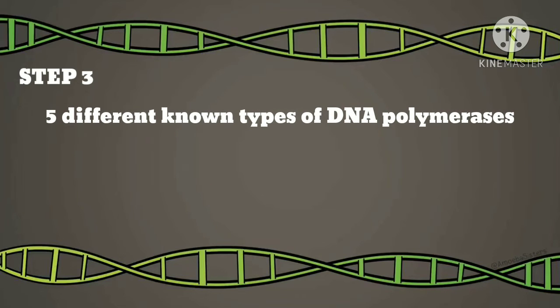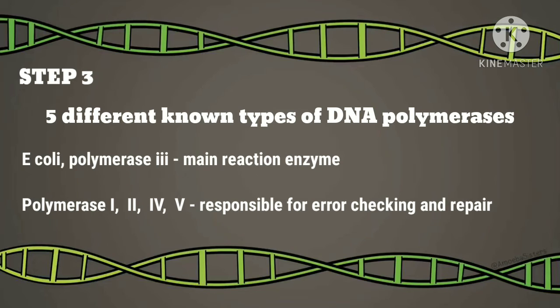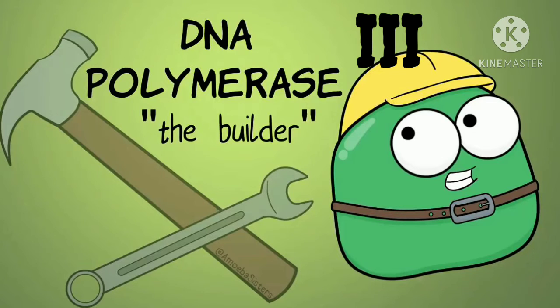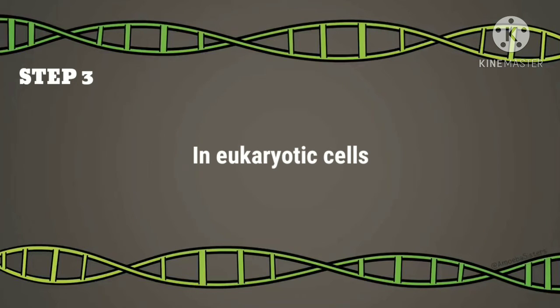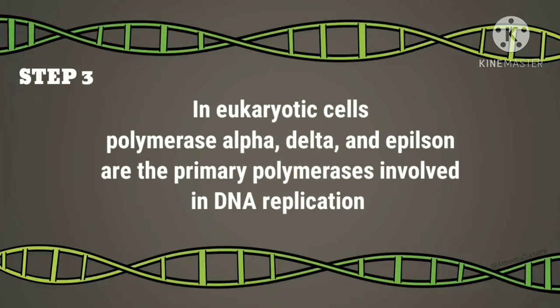There are 5 different known types of DNA polymerases in bacteria and human cells. In bacteria such as E. coli, polymerase III is the main replication enzyme, while polymerase I, II, IV, and V are responsible for error checking and repair. DNA polymerase III binds to the strand at the site of the primer and begins adding new base pairs complementary to the strand during replication. In eukaryotic cells, polymerases alpha, delta, and epsilon are the primary polymerases involved in DNA replication.